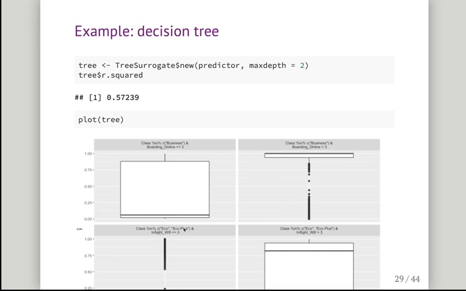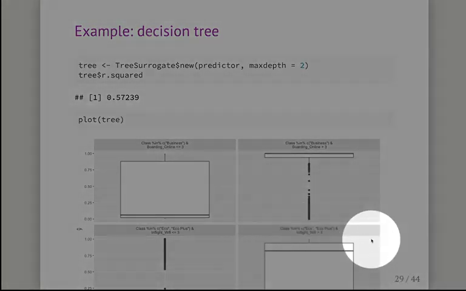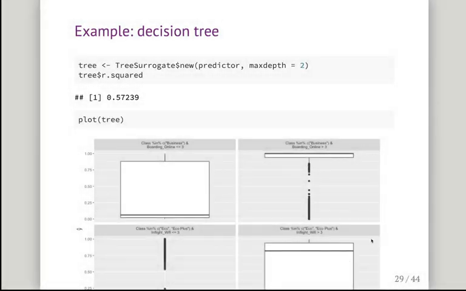Looking at economy and economy plus, in-flight Wi-Fi seems to be the kicker to getting someone to be satisfied with their flight experience. Here we've limited this tree to only a depth of 2.